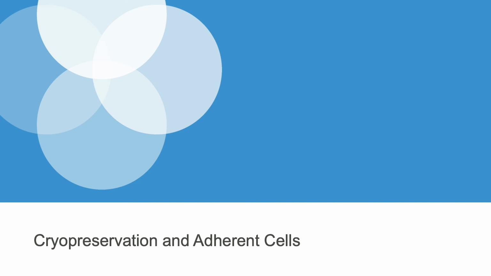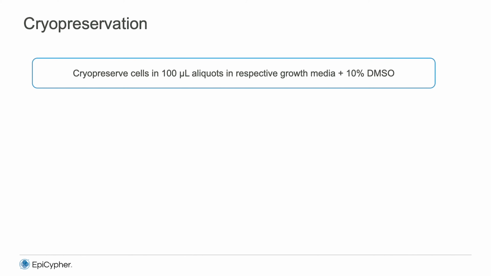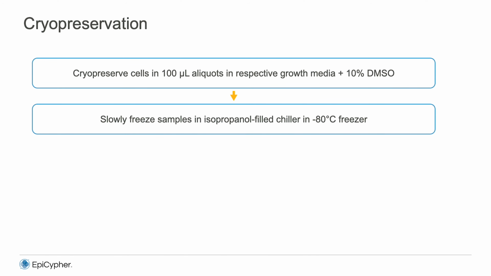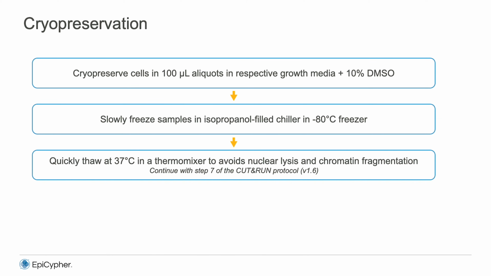Cryopreservation and adherent cell preparation are 2 additional variations that may need careful handling. Cryopreserve cells in 100 microliter aliquots in respective growth media supplemented with 10% DMSO. Slowly freeze samples in a -80 degrees freezer. Avoid snap freezing in liquid nitrogen, as this will result in cell lysis and chromatin leakage, which contributes to higher backgrounds. When ready to use samples, quickly thaw cells at 37 degrees Celsius in a thermomixer before proceeding with section 2 of the CUT&RUN protocol.